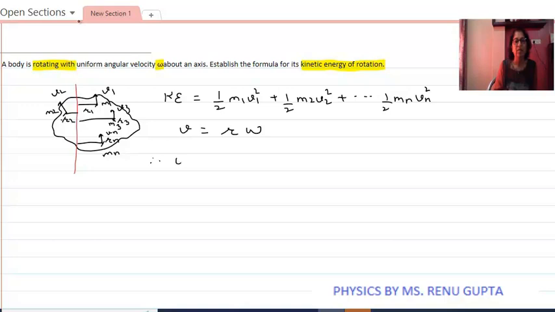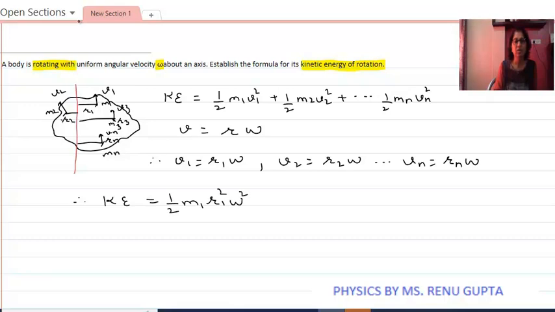Therefore, we can say that v1 is equal to r1 omega, v2 is equal to r2 omega, and so on, vn is equal to rn omega. Therefore, kinetic energy of rotation can be written as half m1 r1 square omega square plus half m2 r2 square omega square plus so on, half mn rn square omega square.